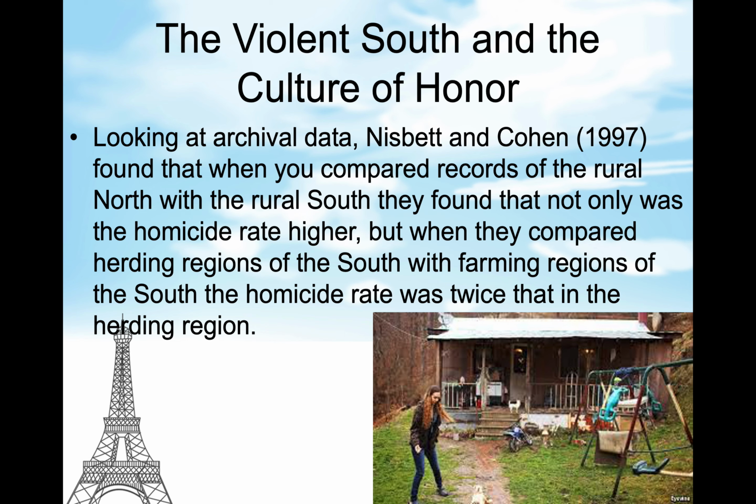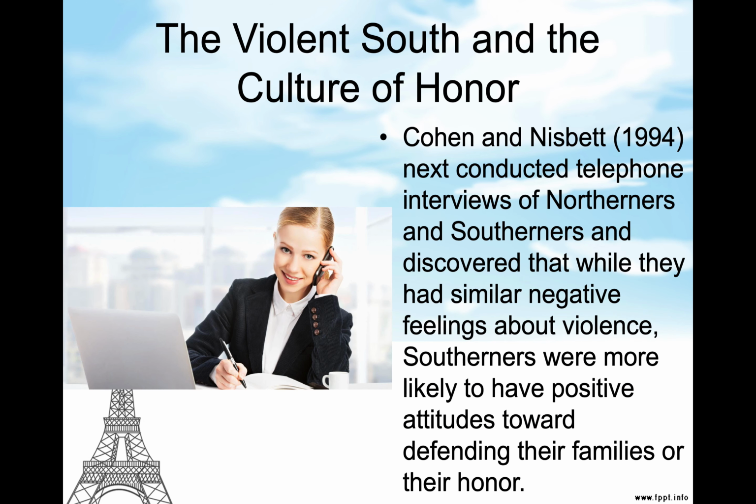Looking at archival data, Nisbett and Cohen in 1997 found that when you compared records of the rural North with the rural South, not only was the homicide rate higher, but when they compared herding regions of the South with farming regions of the South, the homicide rate was twice that in the herding region. Cohen and Nisbett in 1994 next conducted telephone interviews of Northerners and Southerners and discovered that while they had similar negative feelings about violence, Southerners were more likely to have positive attitudes toward defending their families or their honor.